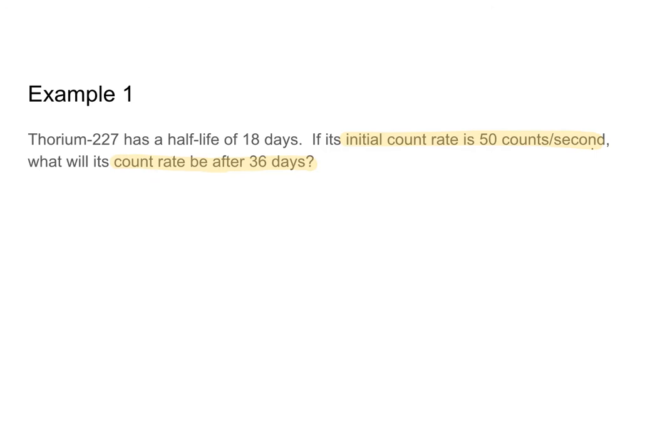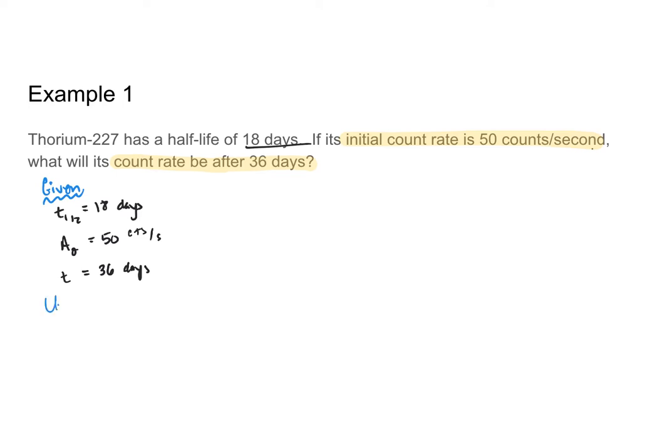So our givens for this problem are our half-life, or T1/2, which is equal to 18 days. You can see I forgot to highlight that while I was reading. We also know that our initial amount of activity, which we're going to call A naught, is 50 counts per second. And we know that the time that has elapsed is 36 days.